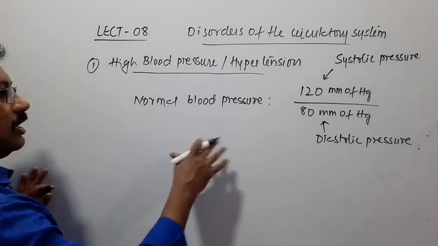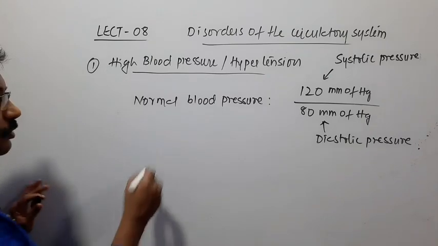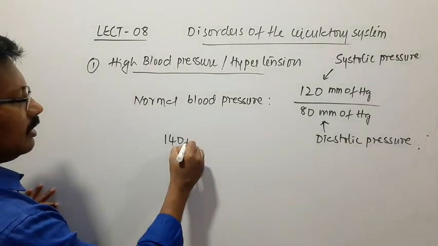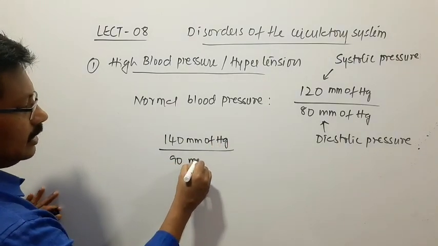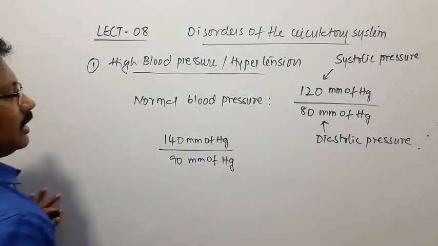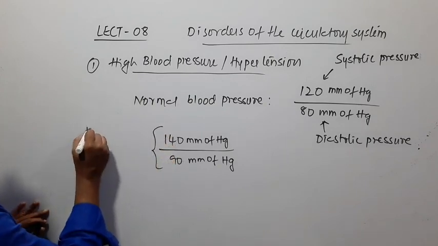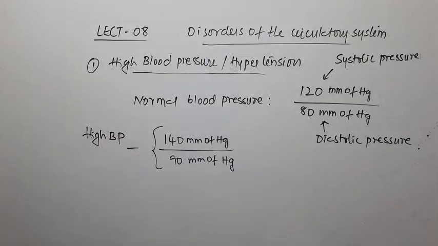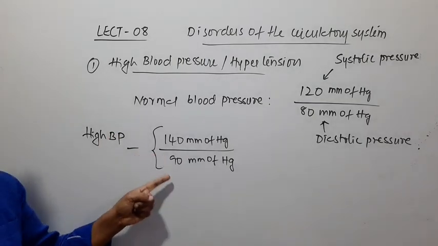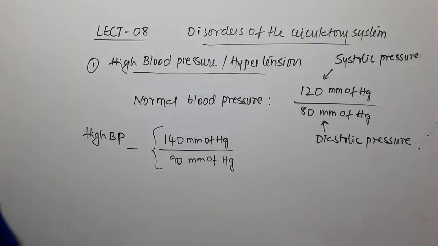Anyway, if repeated checks of a person give a value of 140 mm of Hg by 90 mm of Hg, this indicates the person is suffering from high blood pressure. So the value for high BP is 140 by 90 mm of Hg.